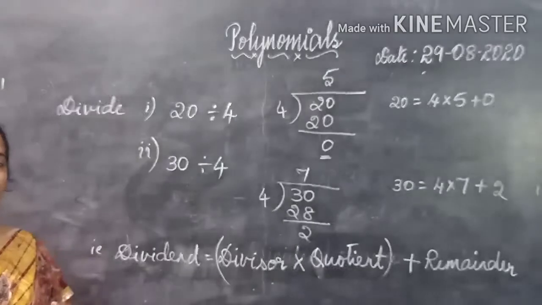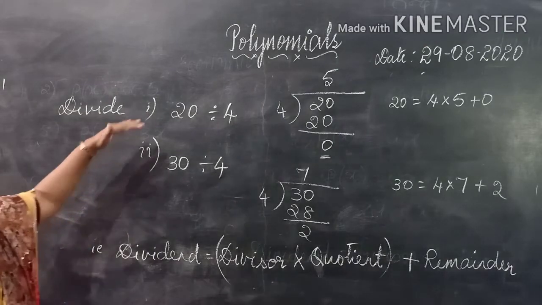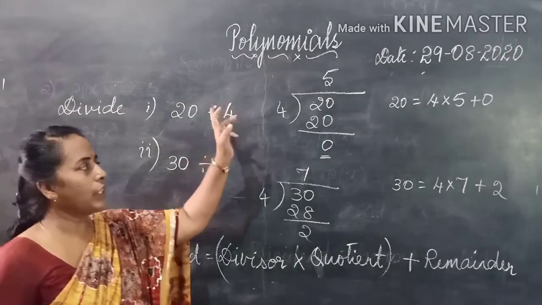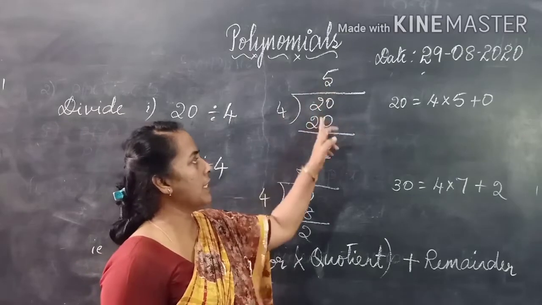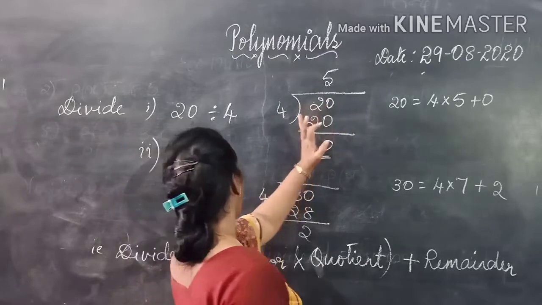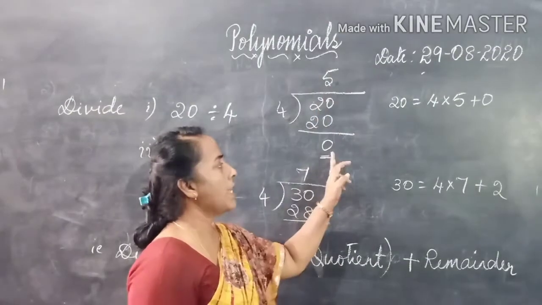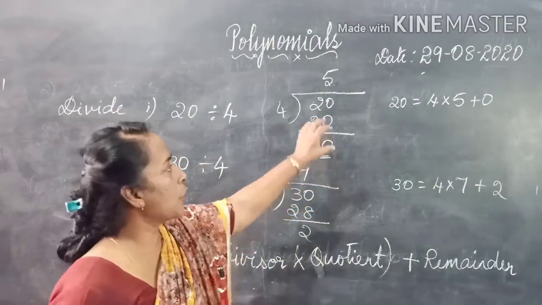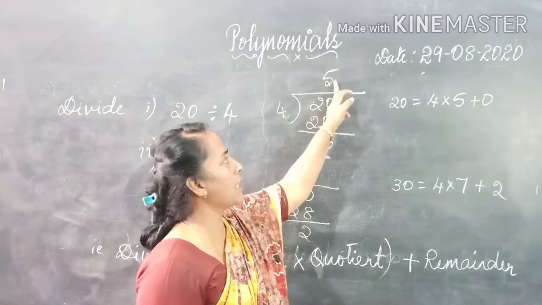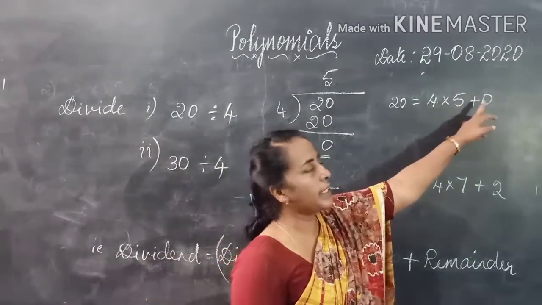Dear students, in the lower classes, you have studied the division process. Let us recall that. I have given two examples. Divide 20 by 4. When you divide 20 by 4, you will get 4 fives are 20. The remainder is 0. Here, 20 is called the dividend, 4 is called the divisor, 5 is called the quotient, and 0 is called the remainder. Now to get this dividend, you have to multiply these two, 4 fives are 20, then you should add the remainder. So to get 20, 4 into 5 plus 0.